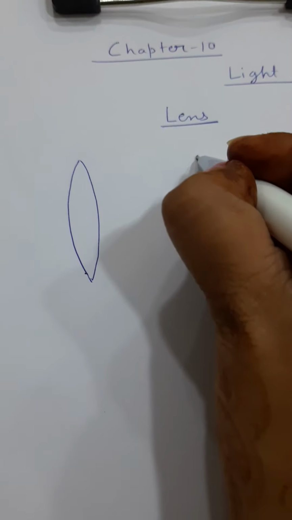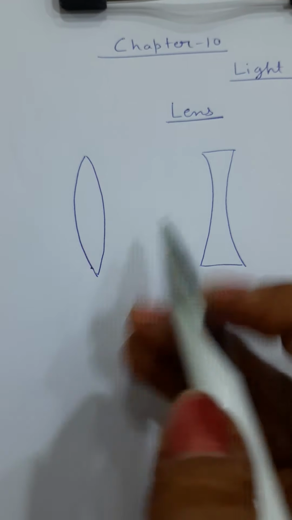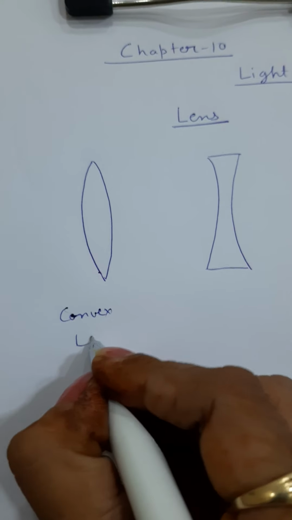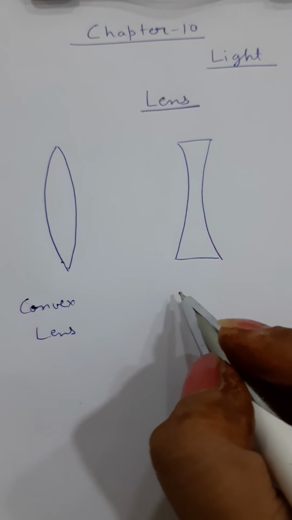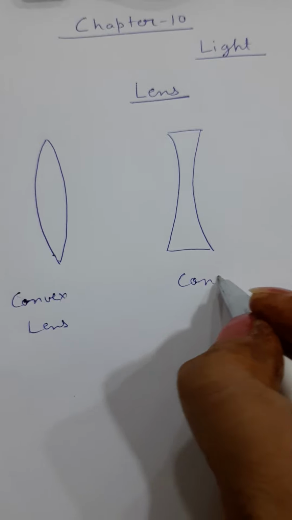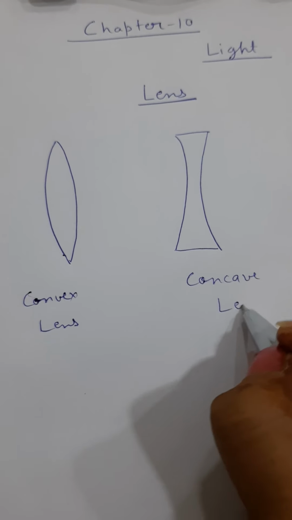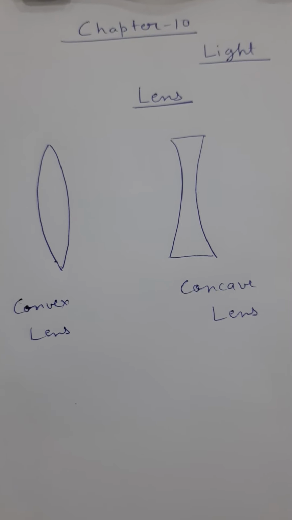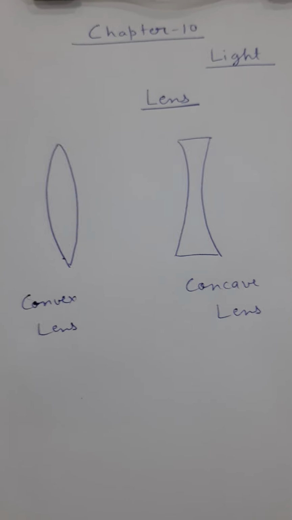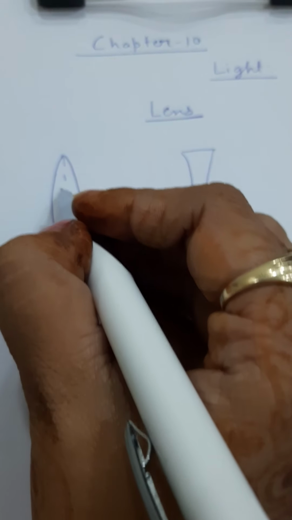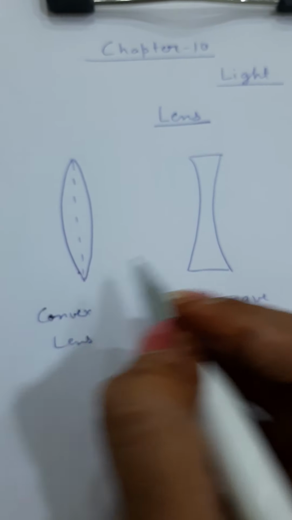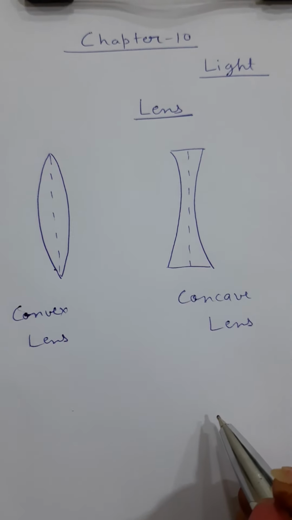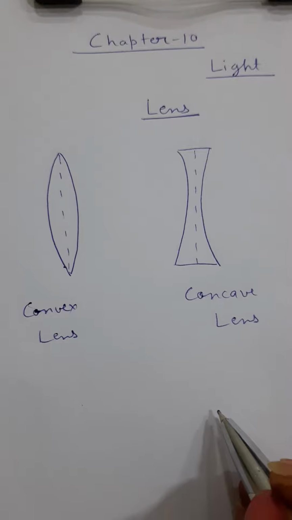If both the surfaces are curved outside, it is called a convex lens, and if they are curved inwards, it is called a concave lens. So we will discuss these two lenses. You need to keep one thing in mind: whenever we draw lenses, we will draw this partition line also. In your NCERT book it has not been given, but we need to draw it to get an appropriate diagram.